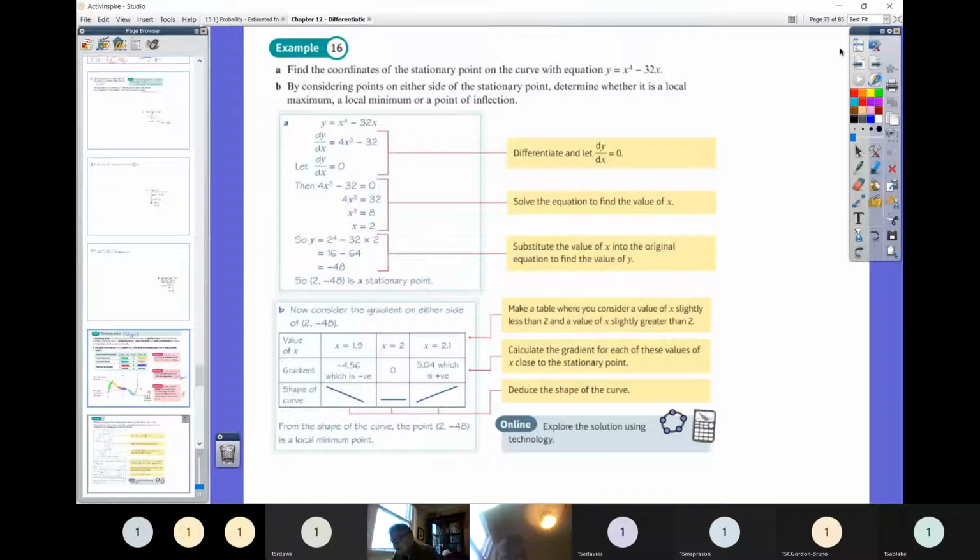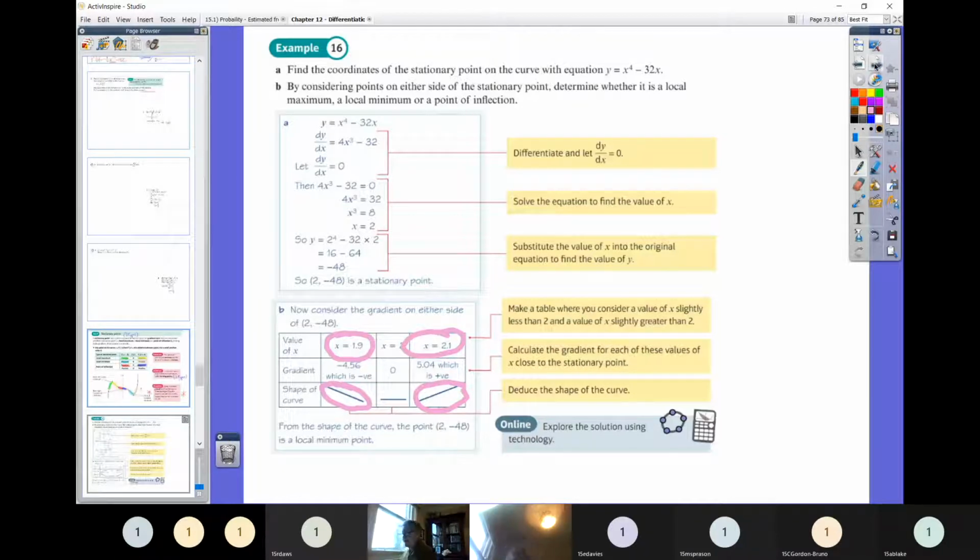And then part B, you're not really going to get asked to do this, but you could prove whether it's a maximum or a minimum by taking a coordinate a little bit to the left, and a coordinate a little bit to the right. Do you see they've done x equals 1.9. That's slightly to the left of 2. I've circled it there. We could see the gradient now is negative. They've then done x is 2.1, substituted that into the differential, and saw that the gradient was 5.04, which is positive. Therefore, it must be a local minimum point. So that was example 16, pretty straightforward.